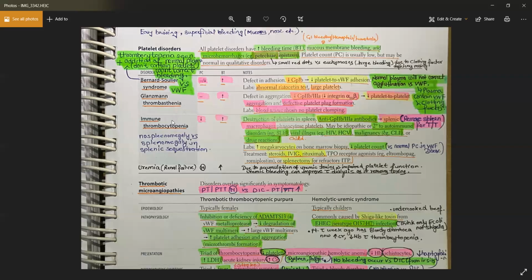So you give the patient this drug, and if the clumping increased, it is normal. If the clumping is not increased, then they are abnormal. That's about it. Okay, now comes the uremia, which is seen in renal failure.